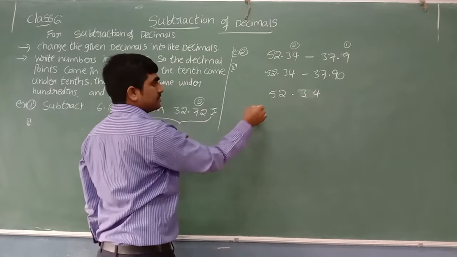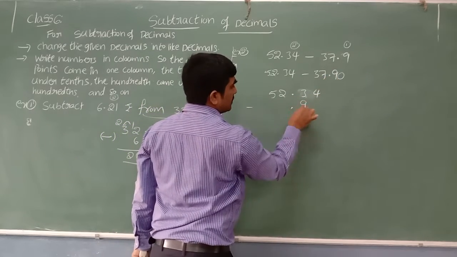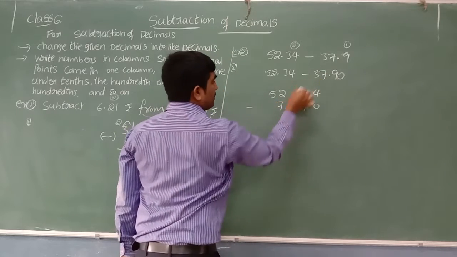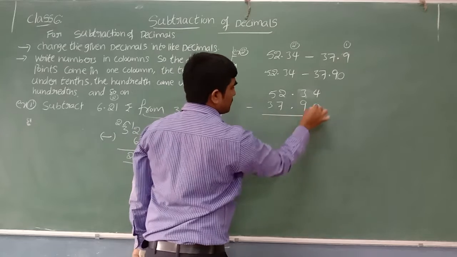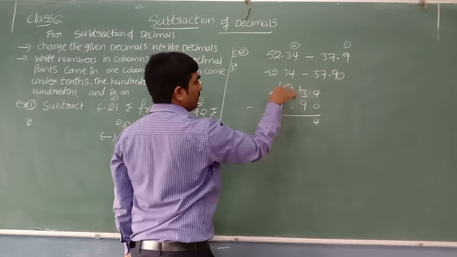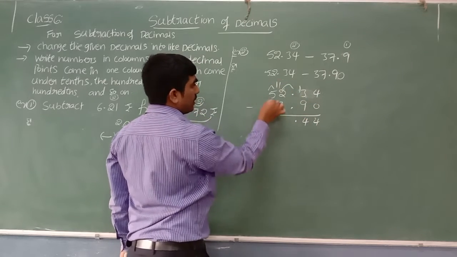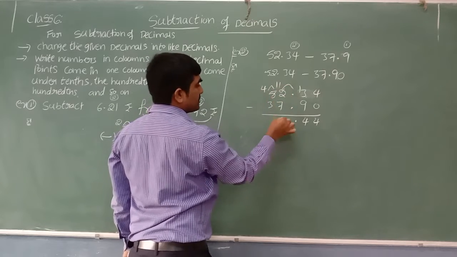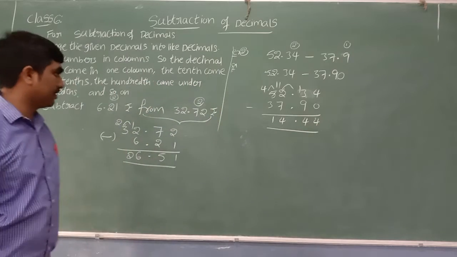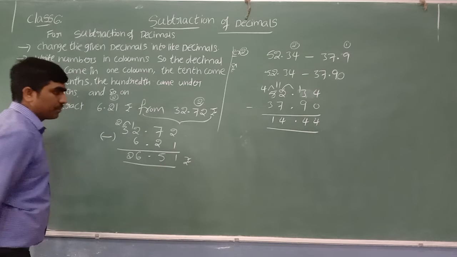52.34 from this, subtract. Write the point below the point. After the point, the tenth place 9, hundredth place 0. Before the point, ones place 7, tens place 3. Now you can do the subtraction. 4 minus 0 is 4. 3 minus 9: you borrow from here, 1 is left. 13 minus 9 is how much? 4. 1 minus 7 is not possible. Borrow from here, 11, and 4 is left. 11 minus 7 is 4. 4 minus 3 is 1. Like that you can subtract. Your units are rupees. Even in the result you write the units, rupees.